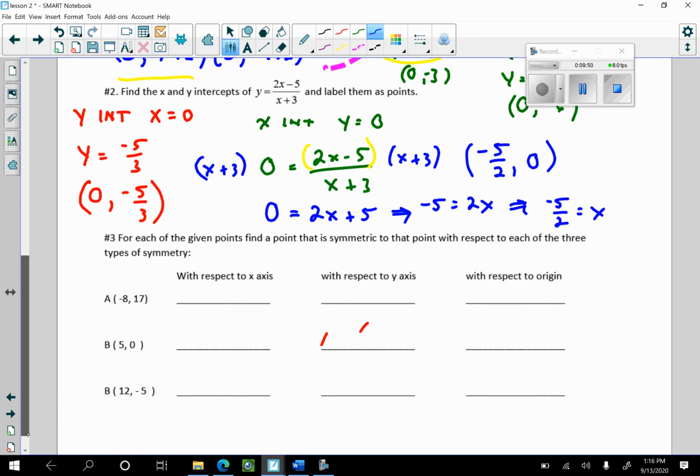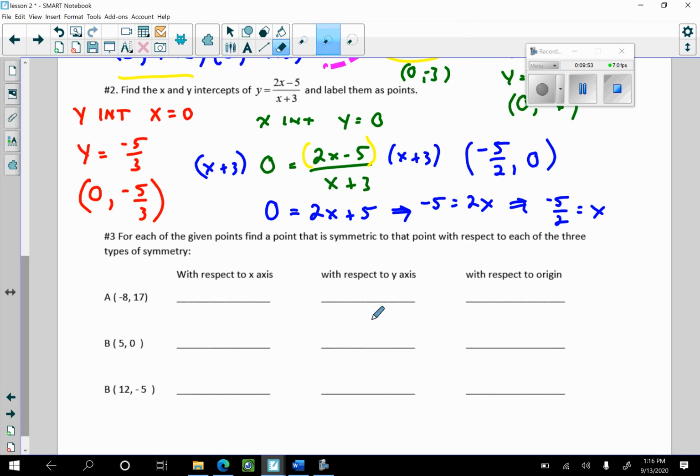Now these particular problems here, keep in mind you can always pause the video. You're supposed to pause the video. If I'm going to symmetric and I'm looking at my notes and referring back to the video on lesson 2, if I want a point with respect to the x-axis, what happens is the x's remain the same and the y's change. So this is going to be -8, -17. And I'm going to go right down the line.